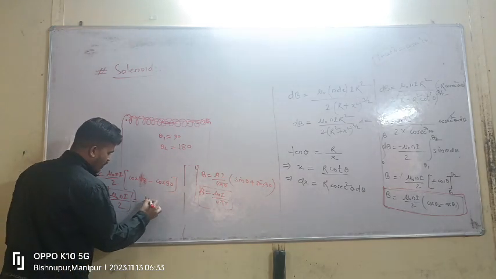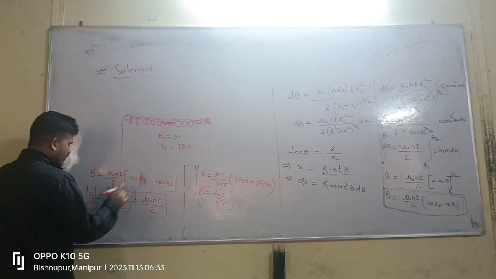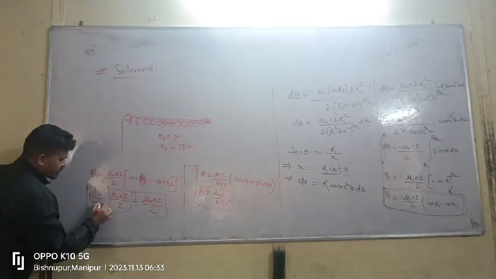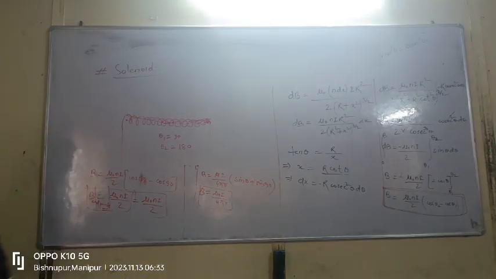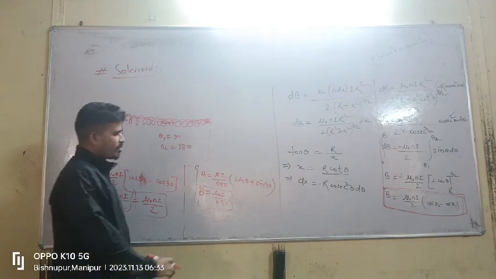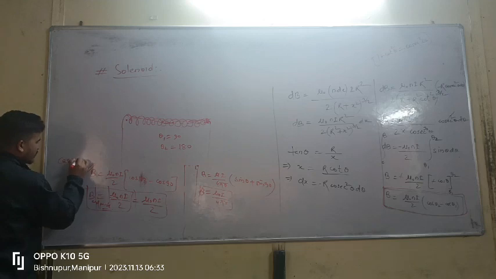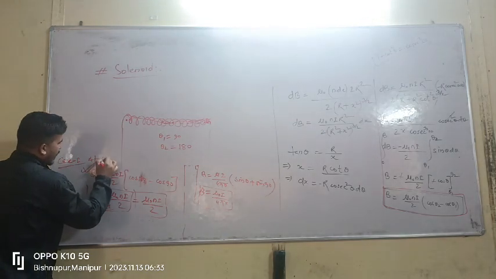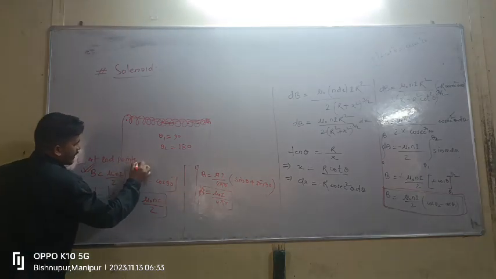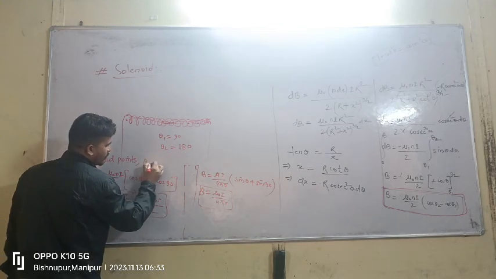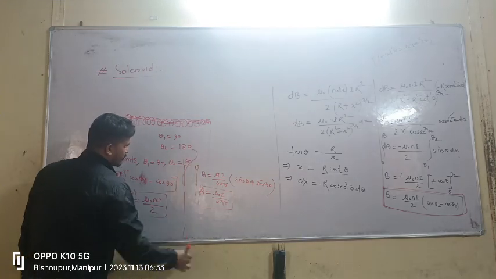What is this result? Mu naught nI upon 2. This is the result for what? At one end, at end points. Copy this. At end points. You can write case 1. And at end points, theta 1 equal to 90 and theta 2 equal to 180. And then you solve. You copy this.